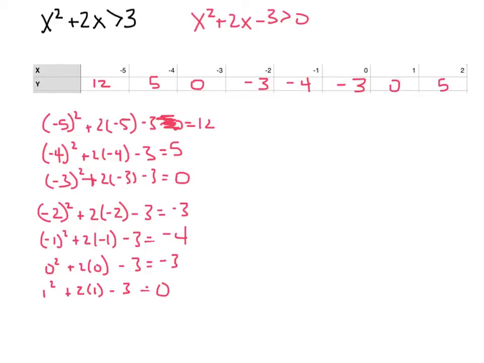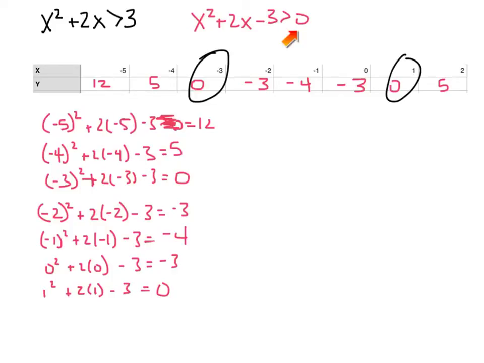What are my critical values? Negative 3 and 1. And even if those numbers aren't included in the solution, will I write those numbers down in the solution? Yes, the critical values always get written down. But they're not included in the solution because at negative 3 you have 0, and I'm looking for things strictly greater than 0.